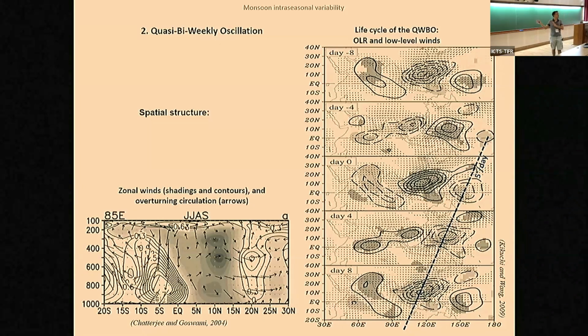But there's been very little on the QBWO or BWO, I guess. So it's quite something that's still not that investigated. There's a lot to do.